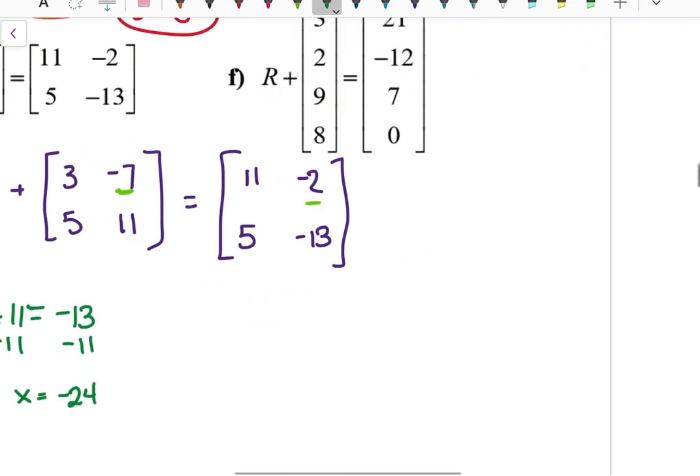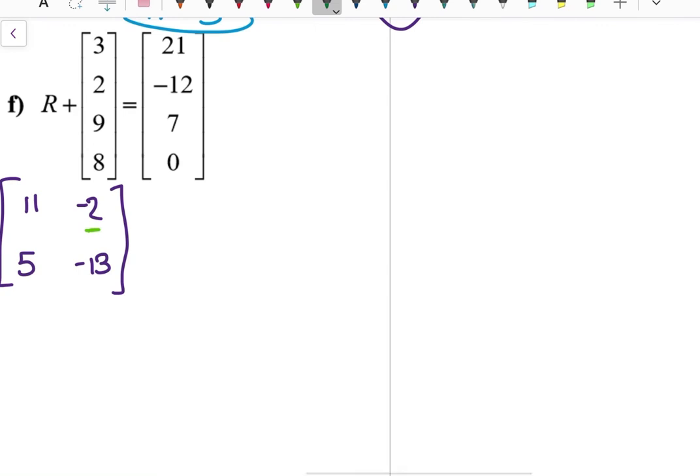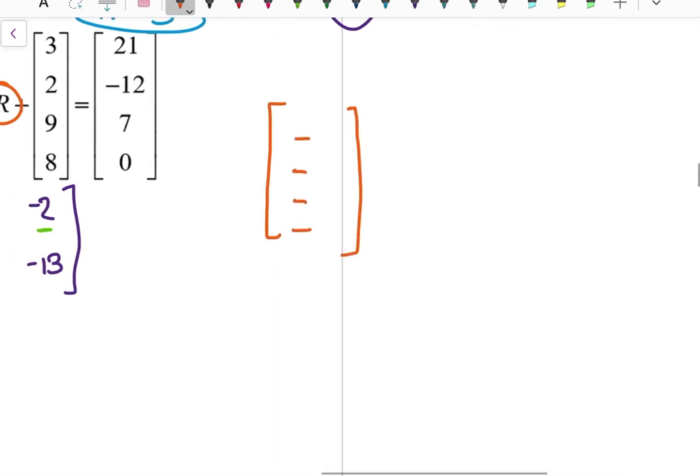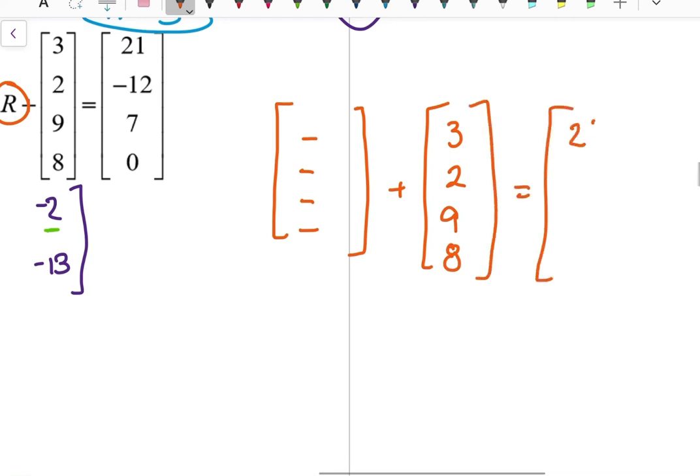Okay, last problem, and then we're done. And I'm going to kind of move off to the side here because I'm running out of room. Again, I'm going to put in a missing matrix for R, so I'm going to draw that in. In this case, we've got 1, 2, 3, 4 spaces. And I'm adding 3, 2, 9, and 8. And it needs to equal 21, negative 12, 7, and 0. Cool.